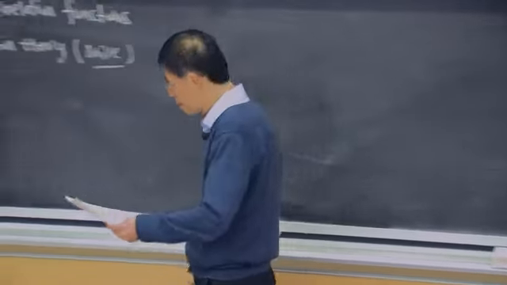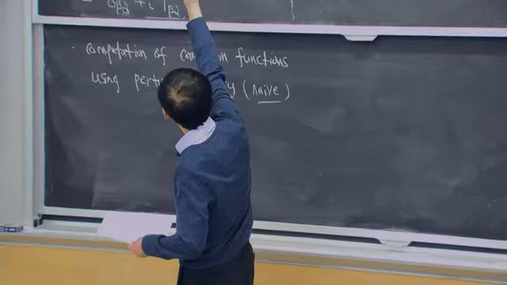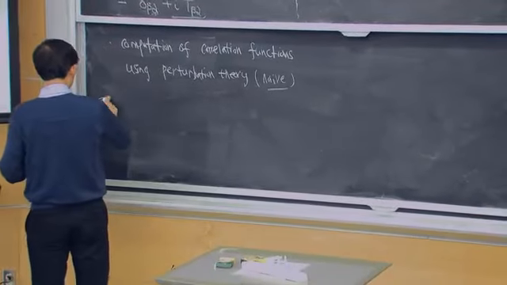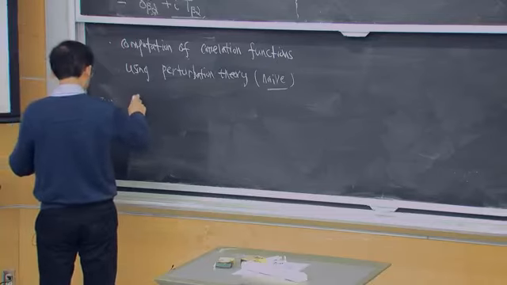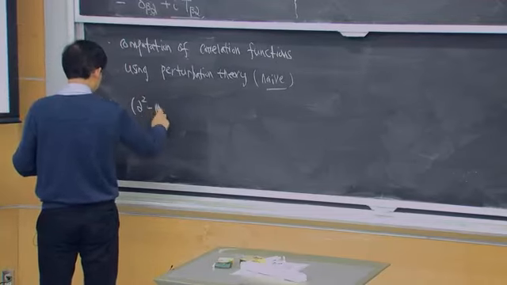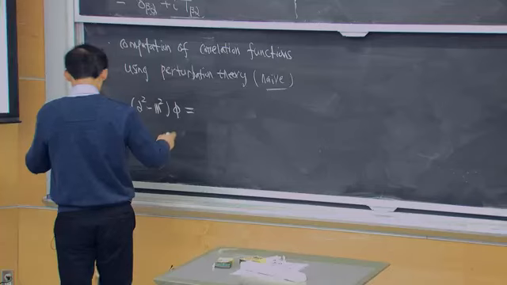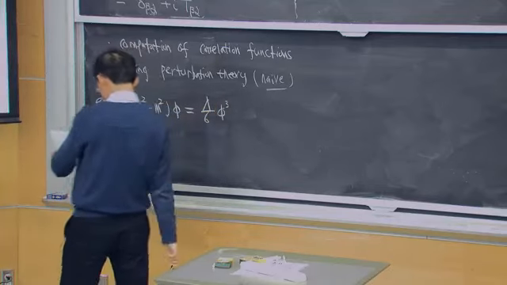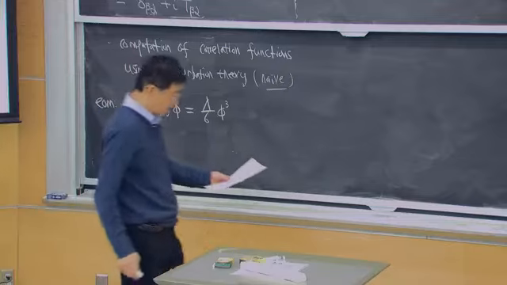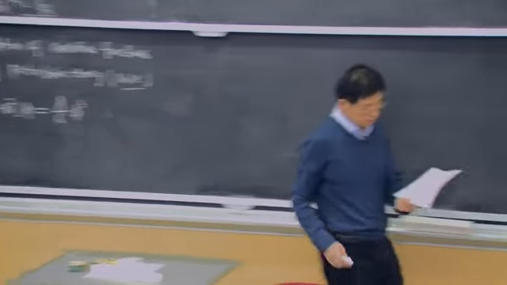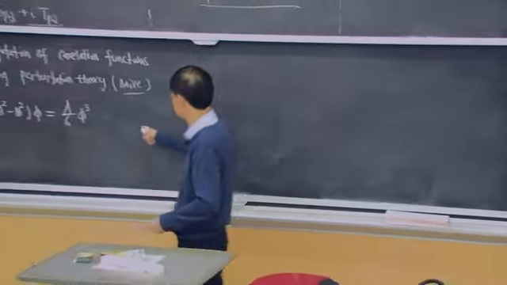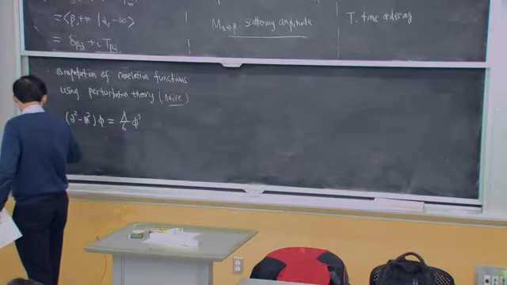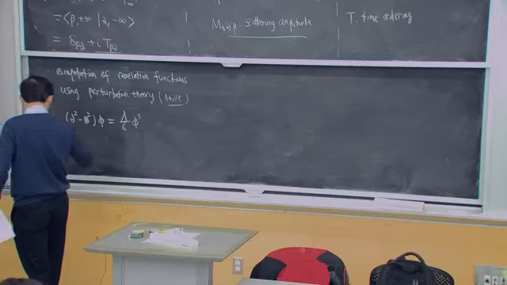So now let's consider that phi-four theory again as an example. The equation of motion gives you (partial squared minus m squared) phi equal to lambda divided by 6 phi cubed. Even though we cannot solve this equation exactly, we can solve it perturbatively in lambda.